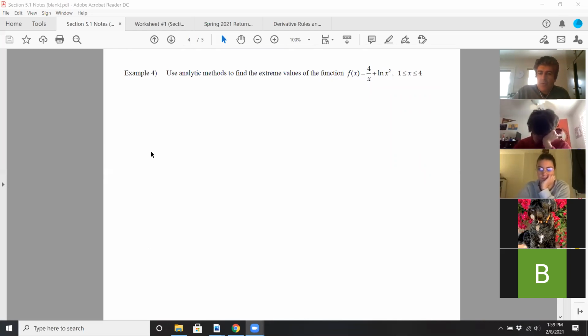So here, example 4, you're asked to use analytical methods to find the extreme values of the function. Now, let me lay out the steps here, because some of my students actually kind of botched these steps the previous session, and I don't want that to happen for you guys. Let me lay out the steps first, and then we'll do it. So here are the steps. I'm going to type it up first, and then you'll see.